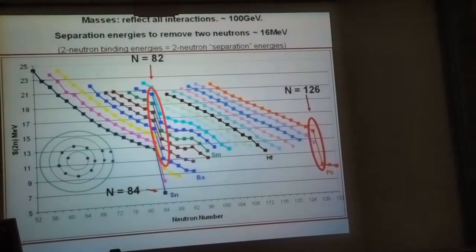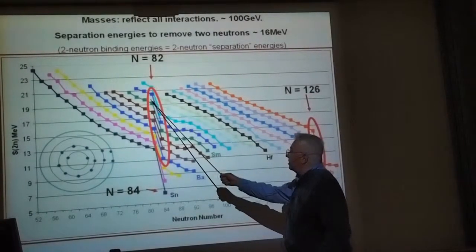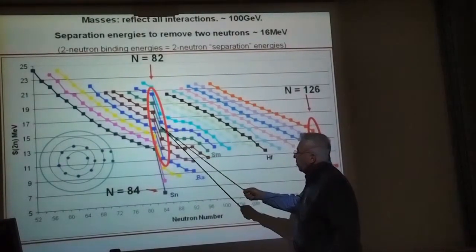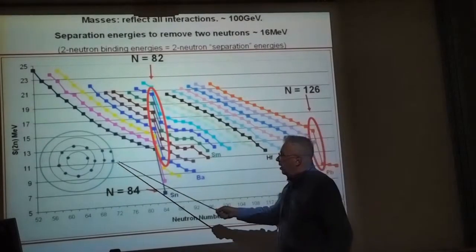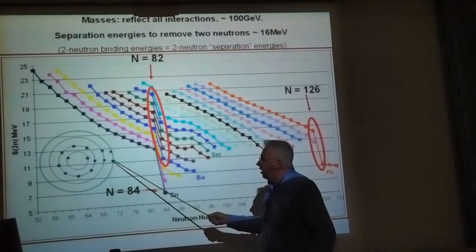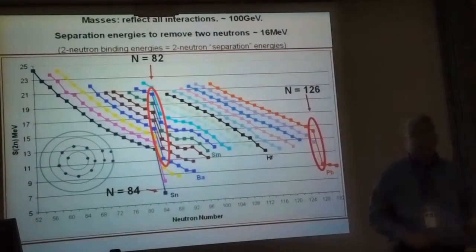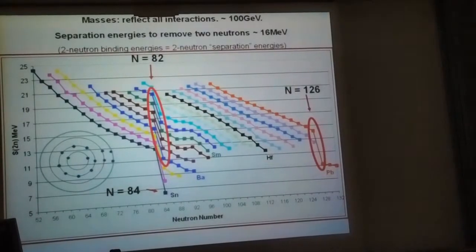The explanation, which we'll see in a while, will be that when you get past n equals 82 and you add 2 more neutrons to get to n equals 84, they have to go into an outer shell. These represent the orbits of the nucleons. And this outer shell is much less bound than the inner shell. This will tell us about magic numbers and shell structure. Okay, what else do you see?